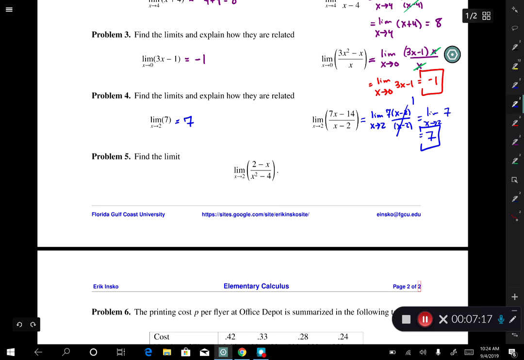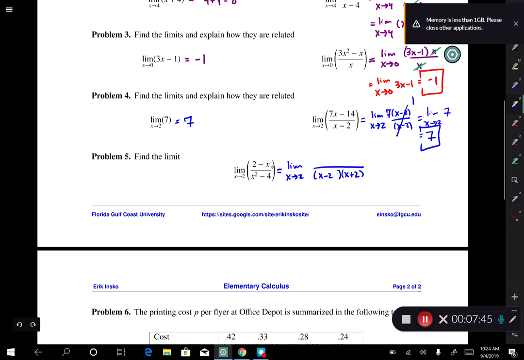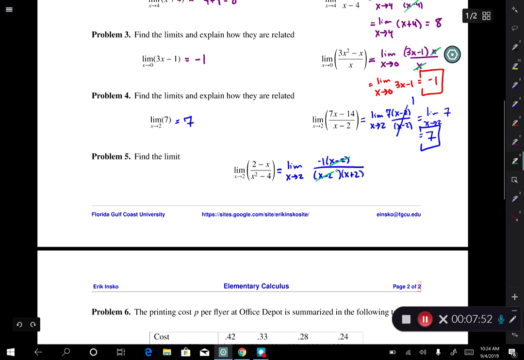Okay, problem 5 is of the same flavor, except for now we're going to be having to factor the denominator. But again, if you plug in x equals 2, you get 0 over 0, so that tells you that x minus 2 must be a factor of the top and bottom. So I write down the limit as x goes to 2, and now I need to factor the bottom. Well, the bottom is x minus 2 times x plus 2, and the top is 2 minus x, which I'm going to write as negative 1 times x minus 2, just because it's clearer for how I'd cancel.